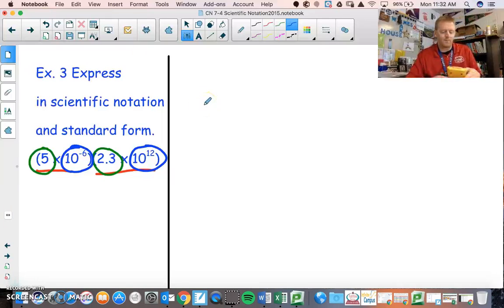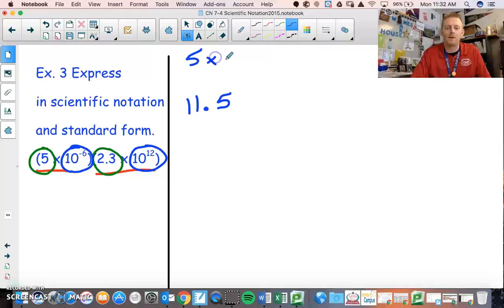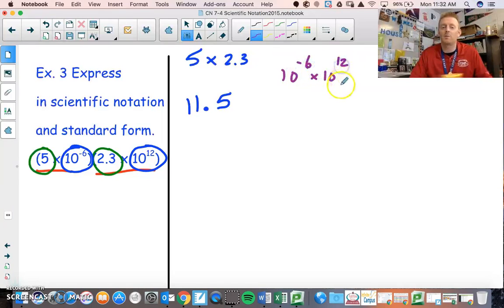So 5 times 2.3 gets me to the answer of 11.5. I did 5 times 2.3 in my calculator. And then I'm going to multiply together my 10 to the 6th times my 10 to the negative 6th times 10 to the 12th. So we're going to use our rules from 7-1. If we multiply with the same base, we add the exponents. So it's going to be times 10 to the positive 6, because a negative 6 plus 12 makes a 6.